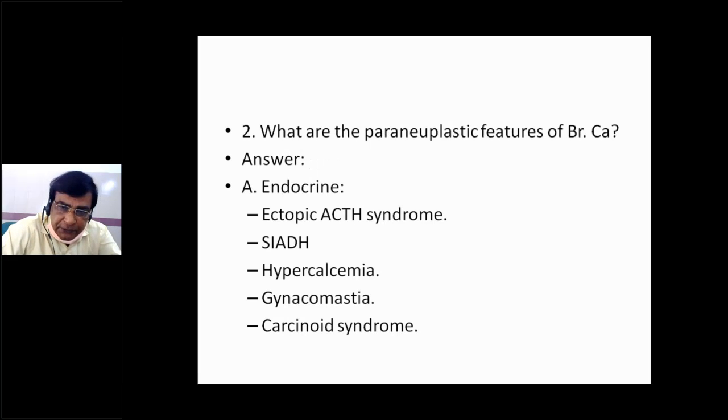What are the paraneoplastic features of bronchogenic carcinoma? The endocrine paraneoplastic features of bronchogenic carcinoma are ectopic syndrome of inappropriate ADH secretion, hypercalcemia, gynecomastia, and carcinoid syndrome. So these are the endocrine features of paraneoplastic features.